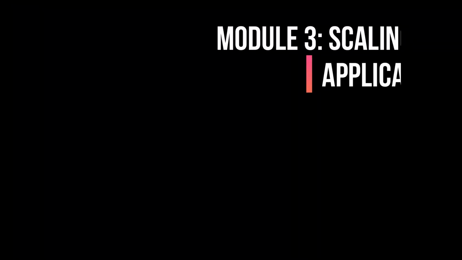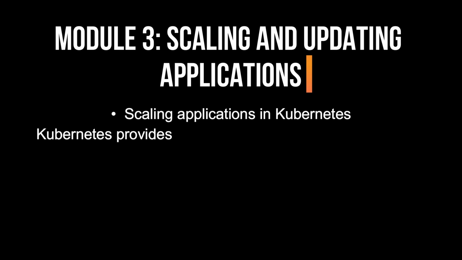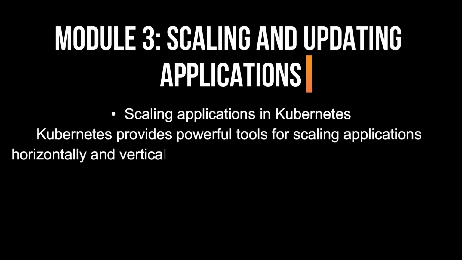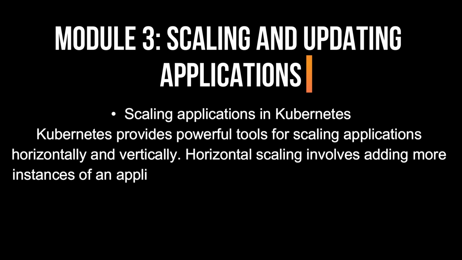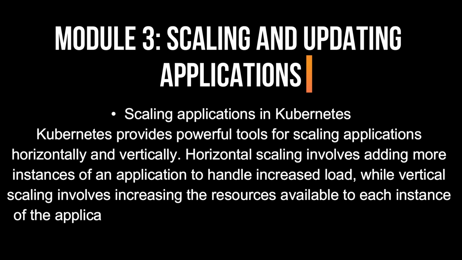Module 3, Scaling and Updating Applications. Scaling applications in Kubernetes. Kubernetes provides powerful tools for scaling applications horizontally and vertically. Horizontal scaling involves adding more instances of an application to handle increased load, while vertical scaling involves increasing the resources available to each instance of the application.